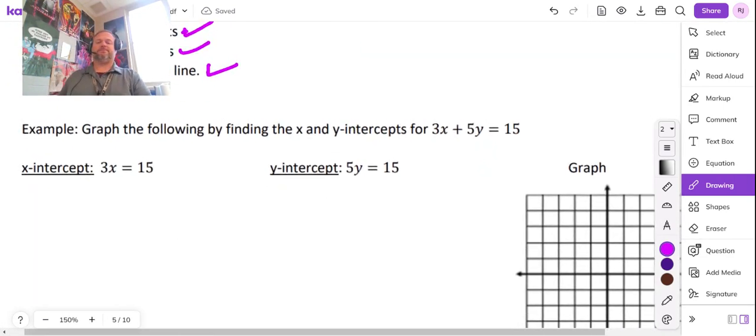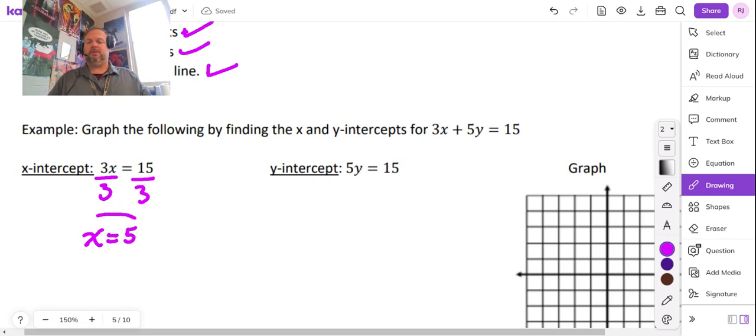So here's our equation. I kind of already pulled it out so we can go ahead and solve. So we're going to divide by 3. We get 5.